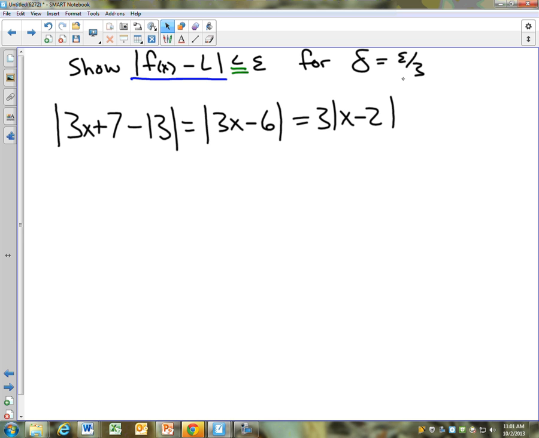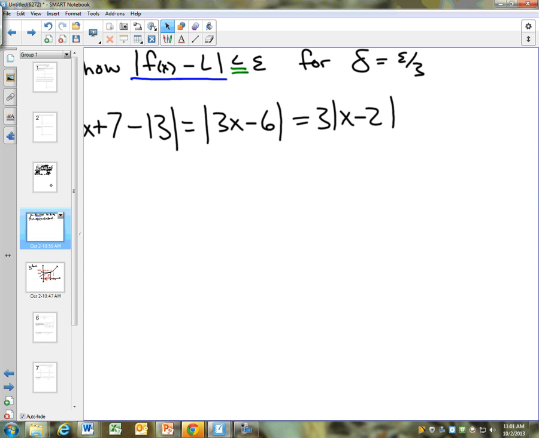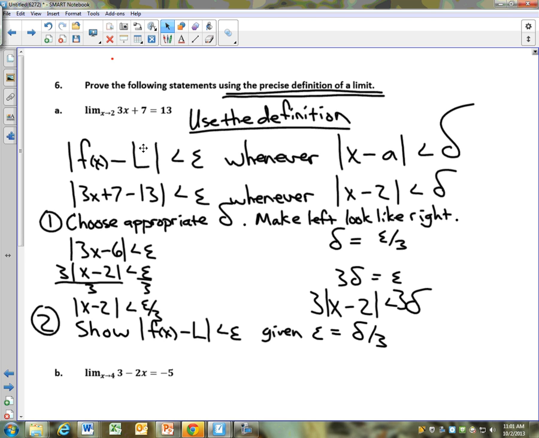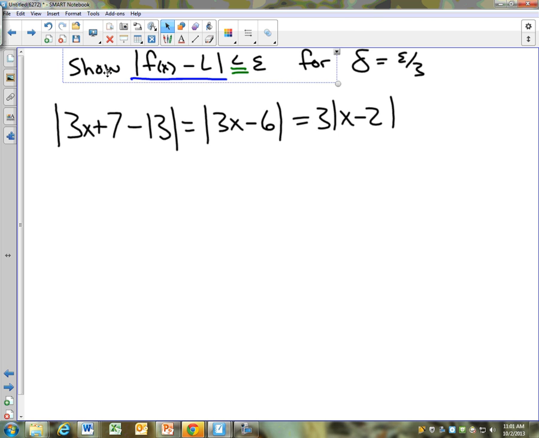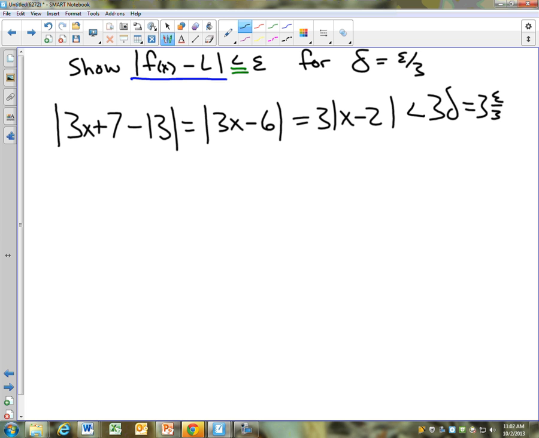Why? Because look, I have 3 times x minus 2. Look at what we wrote above. We wrote that 3 times x minus 2 is less than what? 3 delta. So I can write 3 times x minus 2 is less than 3 delta. What is delta equal to? So I have 3 times epsilon over 3, which is equal to epsilon.